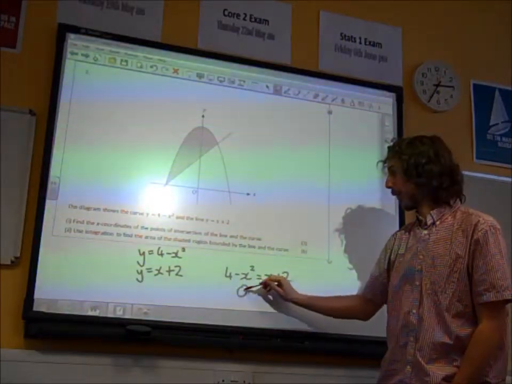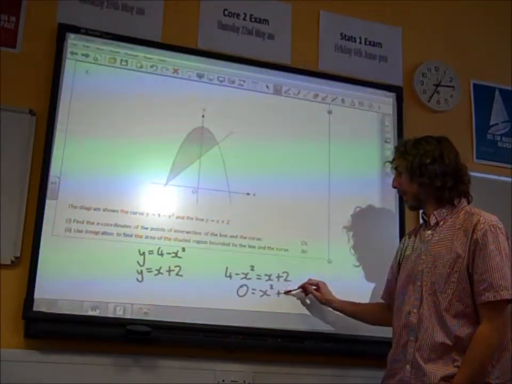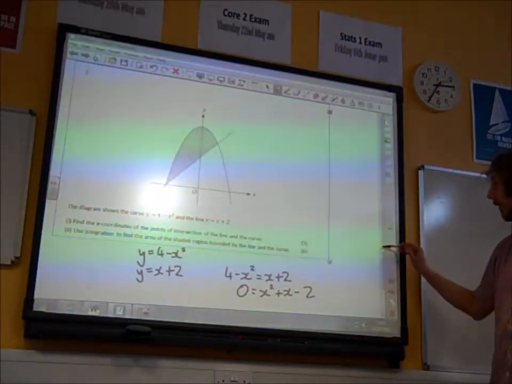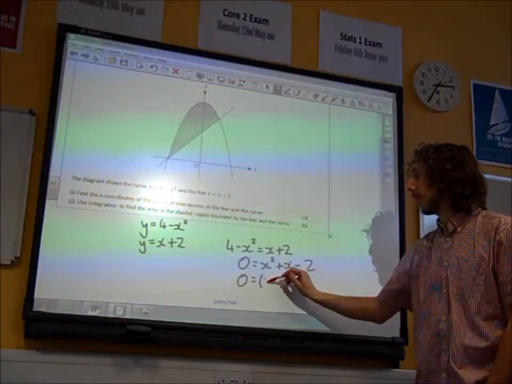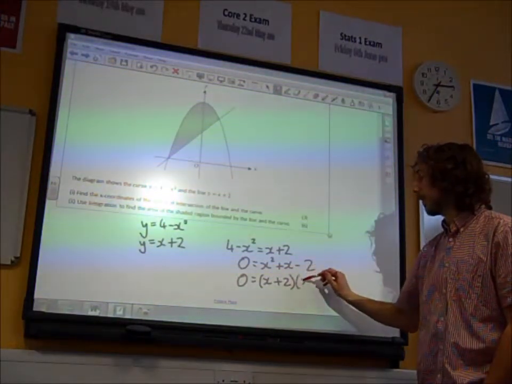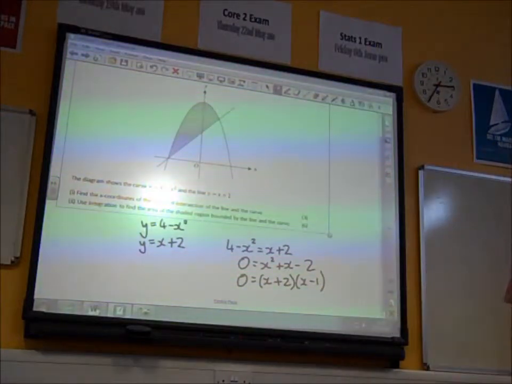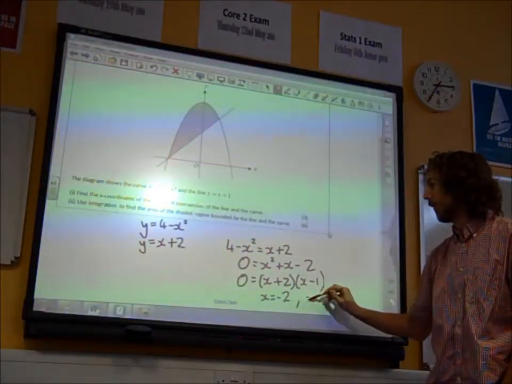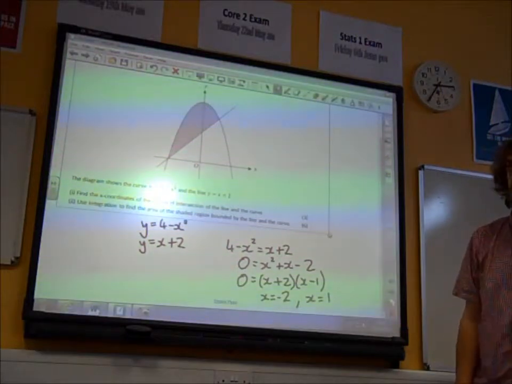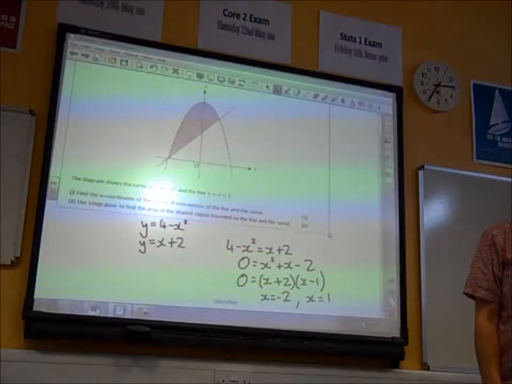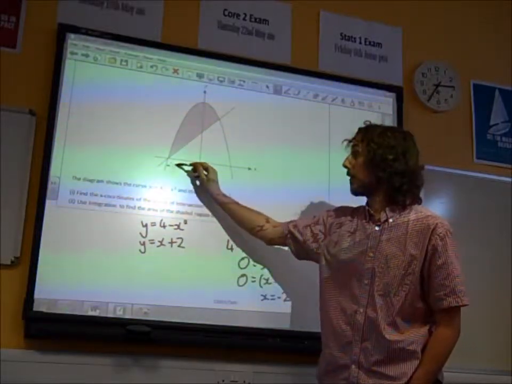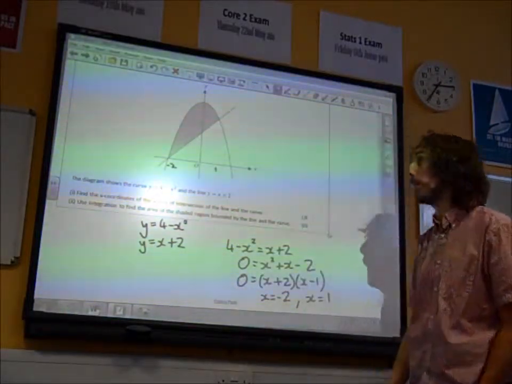Now I'll take everything over to one side. I've got x squared plus x minus 2, which if we factorise gives us that, I think. And does that look about right according to our graph? I think it probably does, doesn't it? We've got x values of -2 and 1. That looks reasonable from what we can see of the graph. And we know that this curve crosses at plus or minus 2 anyway, so that makes sense that that's -2, and that looks like it's about halfway.